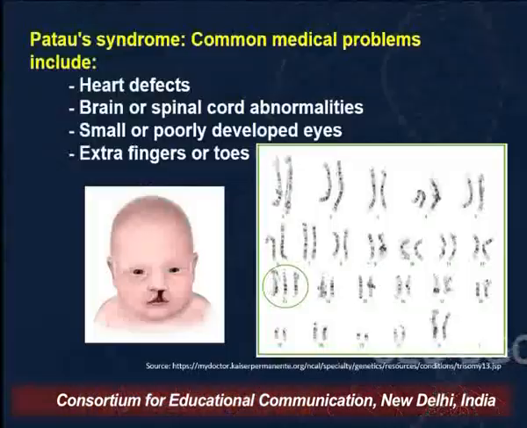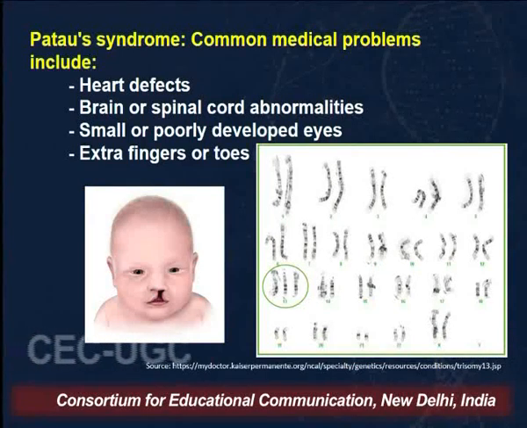Now if we see this particular image, it shows a child suffering from Patau syndrome, and we can see the hare lip cleft. The child also suffers from heart defects, brain and spinal cord abnormalities, poorly formed or small eyes, and extra fingers or toes. On the right hand side there is a karyotype showing trisomy, so we can see 3 chromosomes present there.